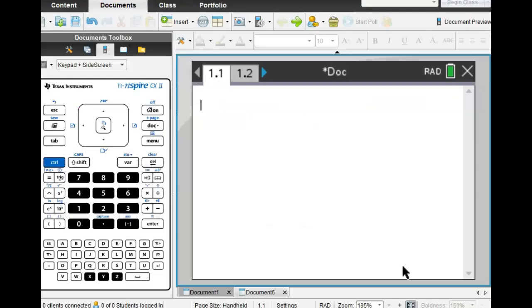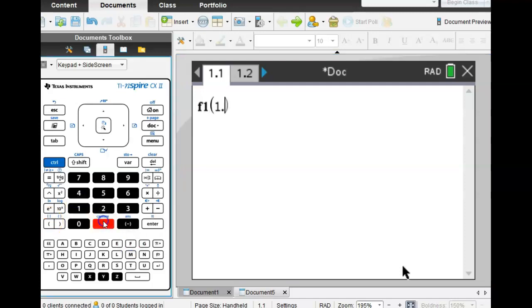All right, so what I want is h of 1.25, but in my calculator, I want f1 of 1.25, right? I'm just going to literally type that in, f1 of 1.25, and hit enter. It does it all for me. The answer is 58. Everybody good with that?